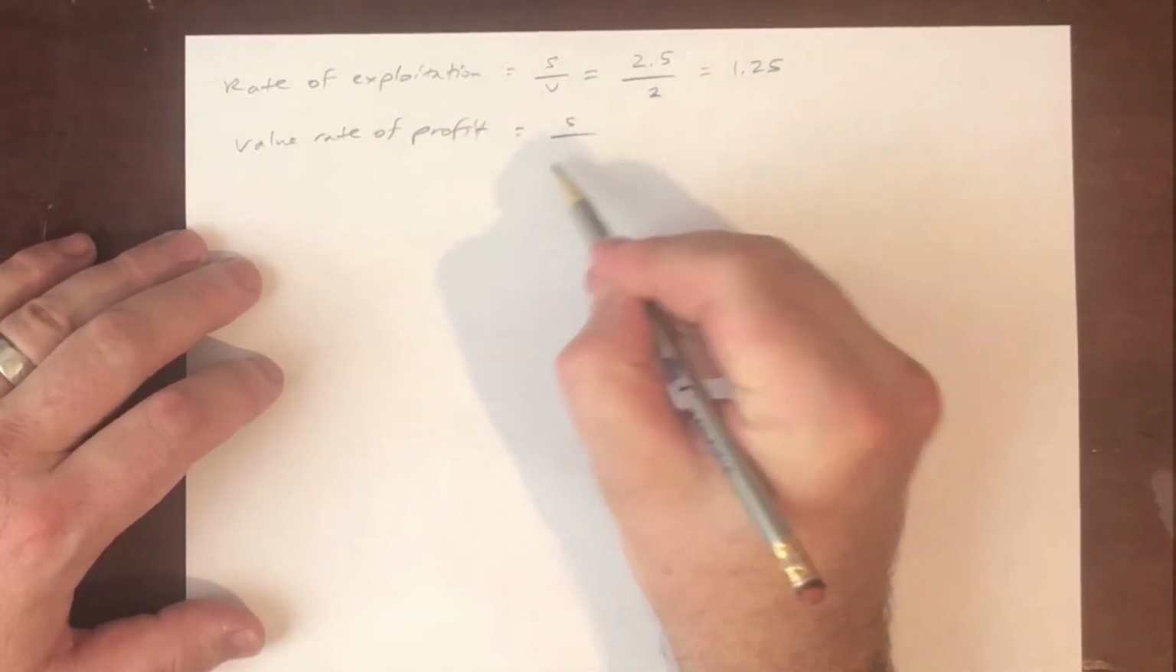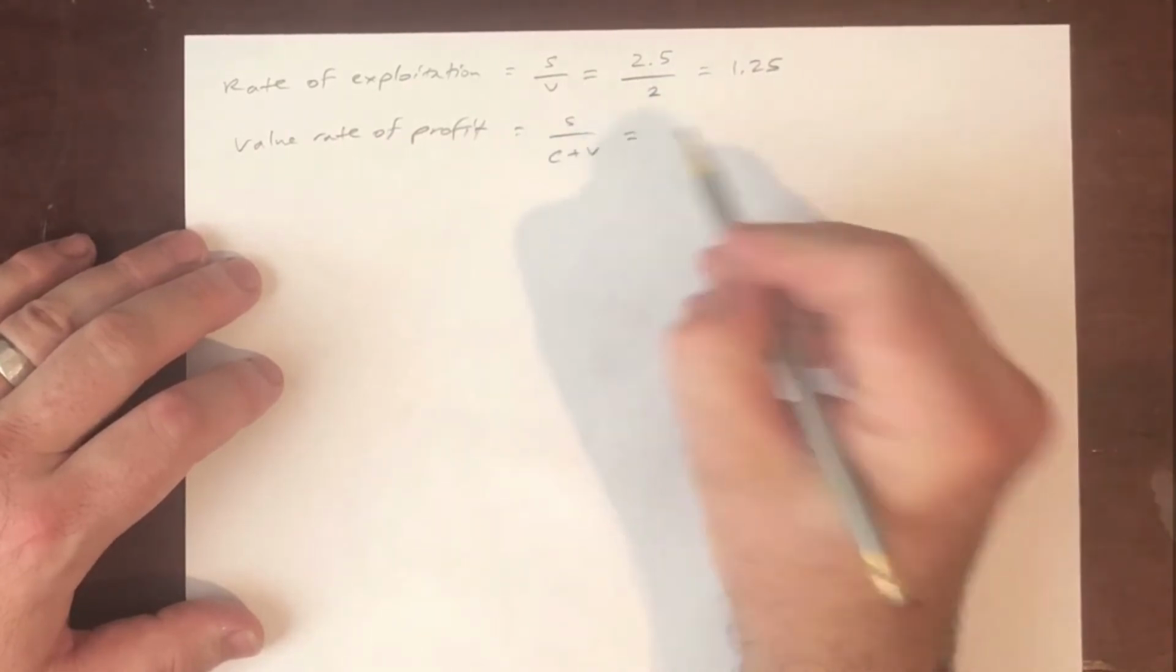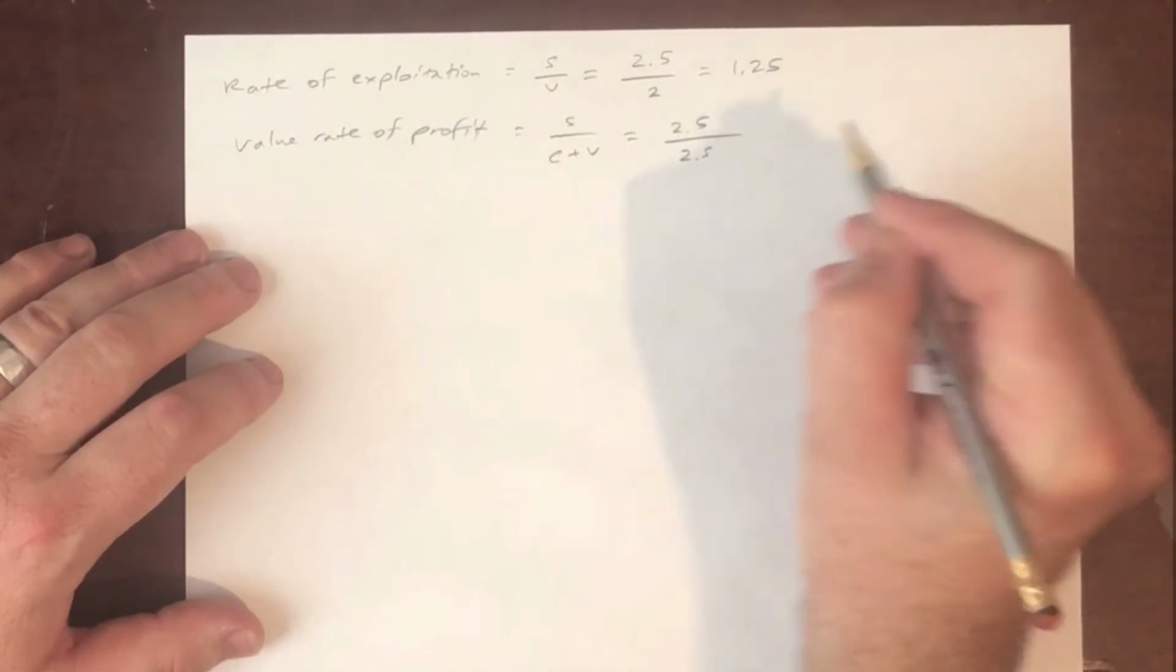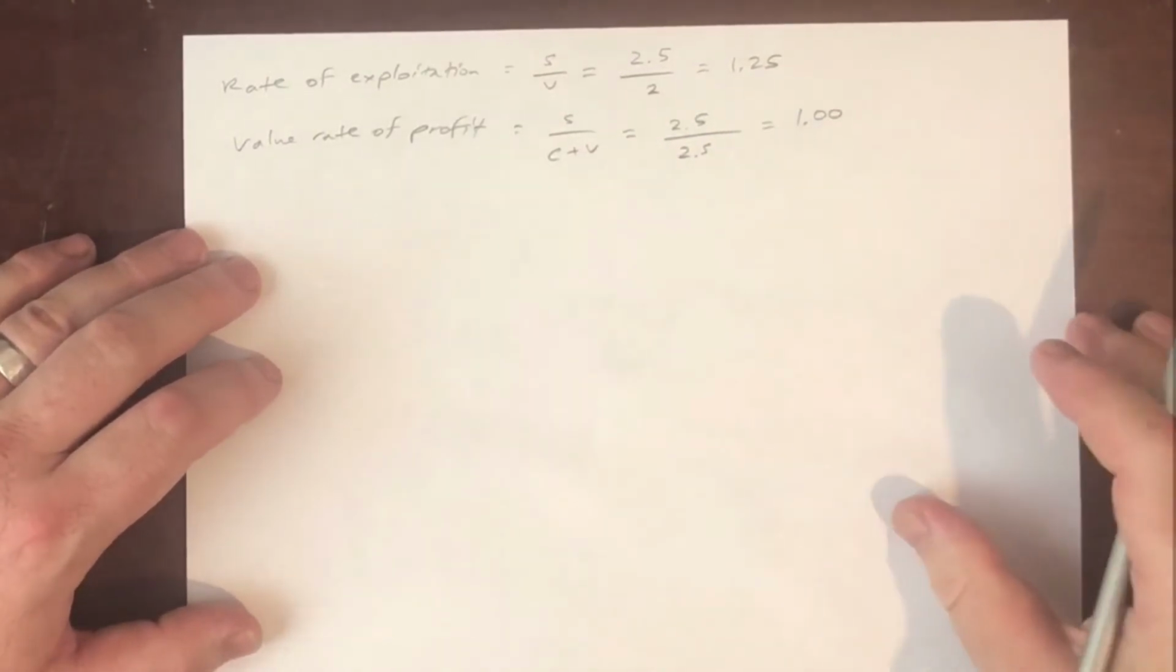And that is S over C plus V. Okay, so we've got 2.5 over 2.5. We've got a value rate of profit of 1.